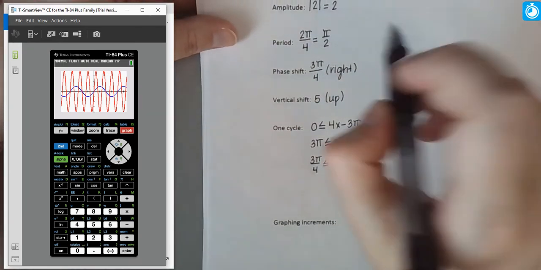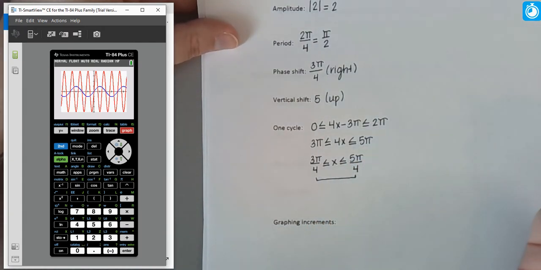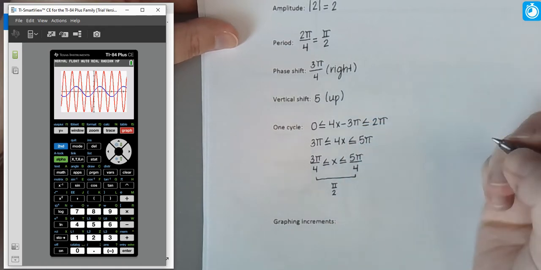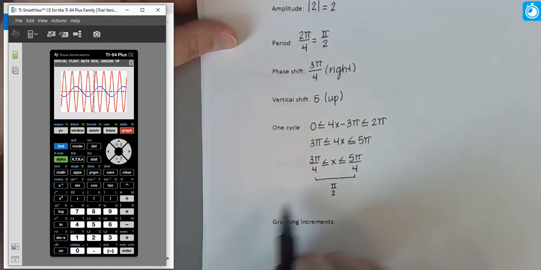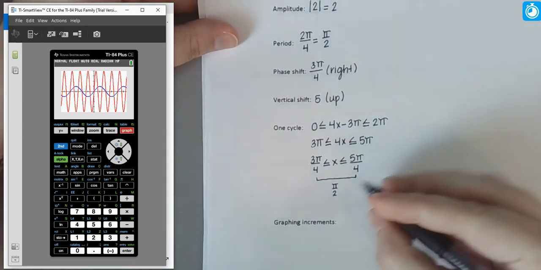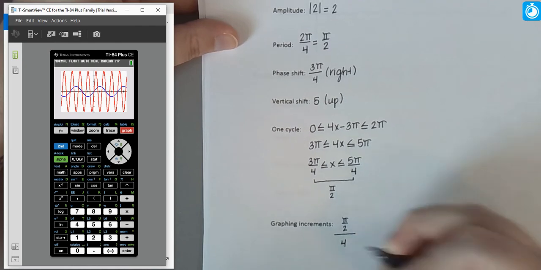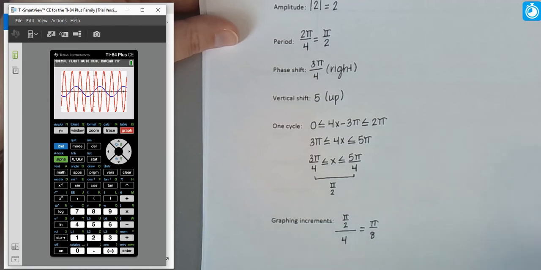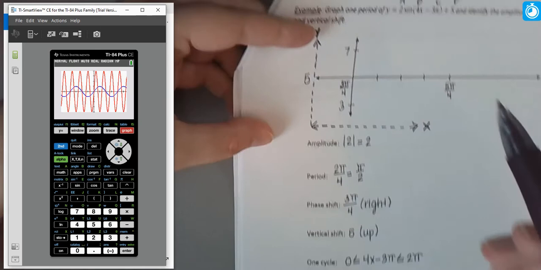Okay, now our period is pi over 2. These numbers are 2 pi over 4 units apart. In other words, pi over 2 units apart. So that's how our period is reflected here. So how far do we move each time we go from one tick mark to the next? Well, we take our period, which is pi over 2, and we're dividing it into 4 equal parts, which is going to be equivalent to pi over 8. So we're counting by pi over 8 units each time.